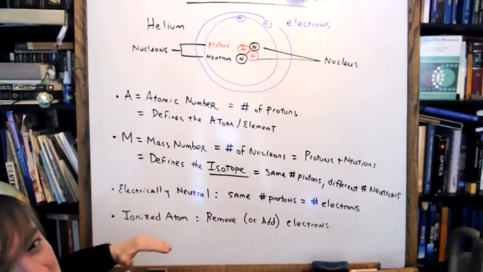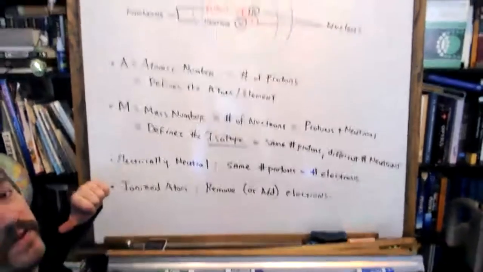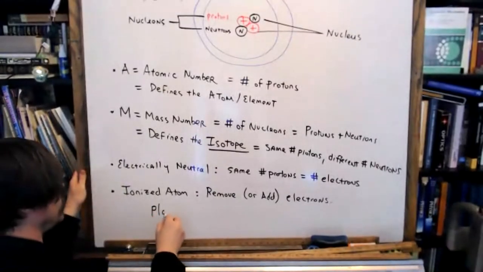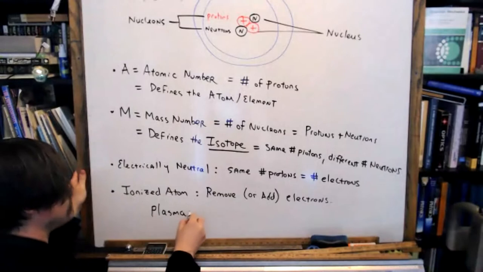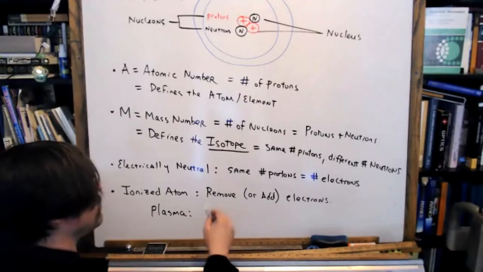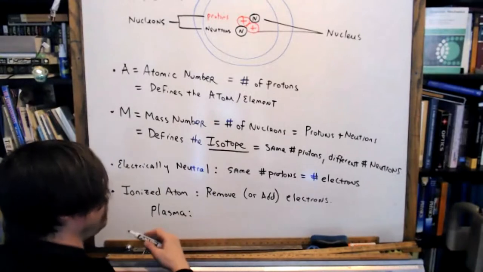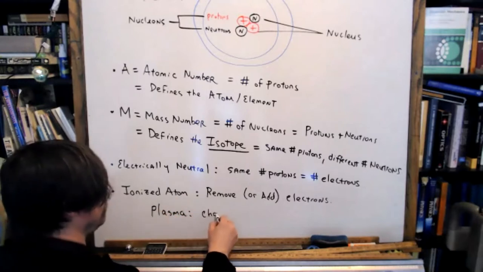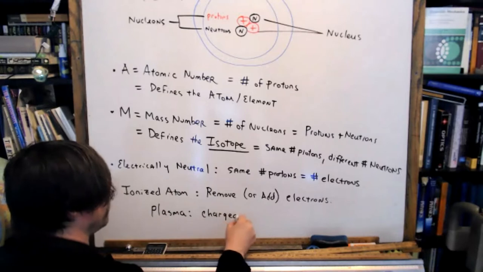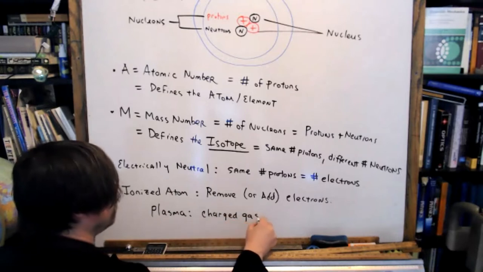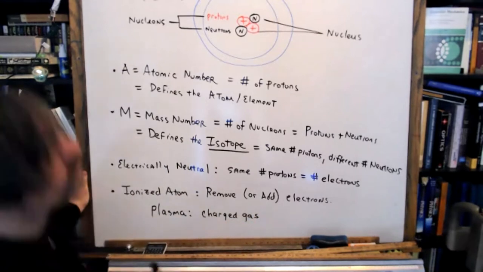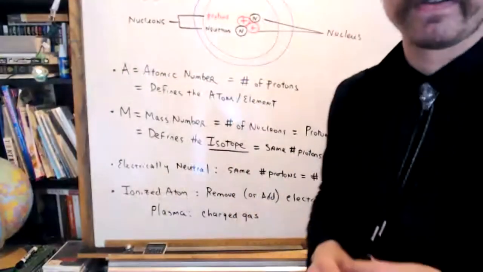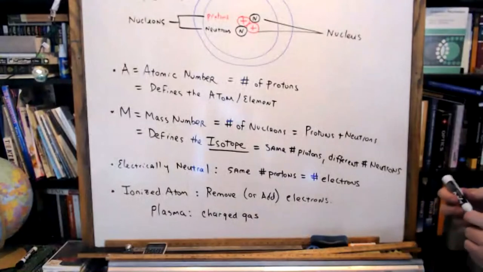If you get a large collection of ionized atoms, you basically have a new state of matter called a plasma. A plasma is when you have a whole bunch of atoms with missing electrons. It's basically a charged gas, and it constitutes a fourth state of matter. Either part or all of most stars are in the form of plasma.